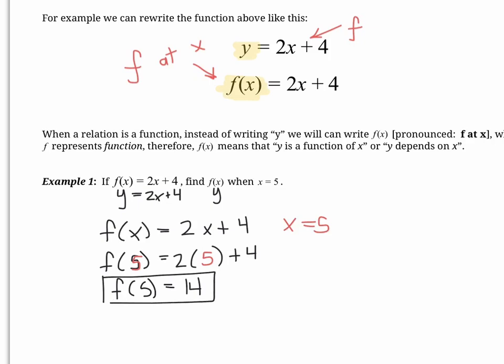So what does this mean? This means that when I plugged in a 5 into this function, I get 14. So we can also write this out as a point. So remember that f at x, this guy here, is just y, which means that this guy right here, we know is our x, and our answer is y. So we can write this out as a point as well. That means that the point 5, 14 must be on this line right here.